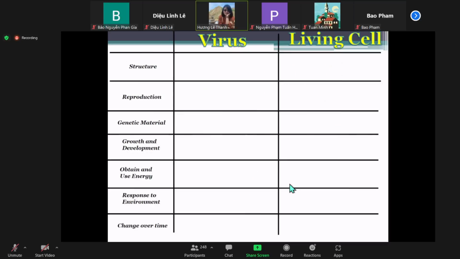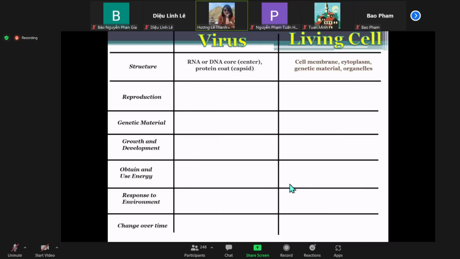So we have here a table comparing the virus with living cells. About the structures, the virus has genetic material that's either RNA or DNA, but never both of them, and they have a protein coat. And the living cells have four common components: the membrane, cytoplasm, genetic material, and other organelles.